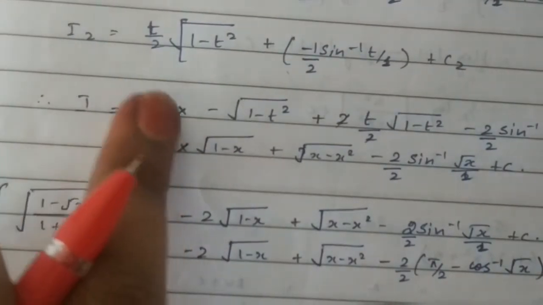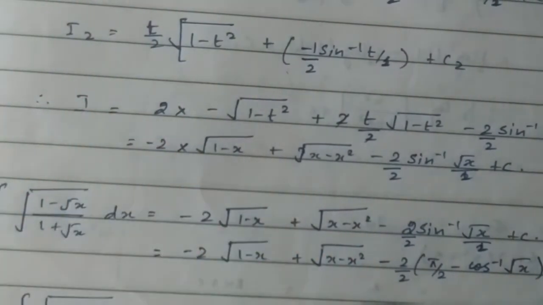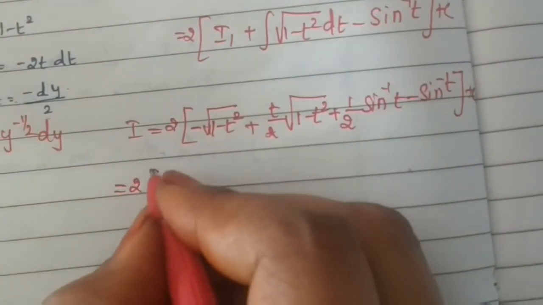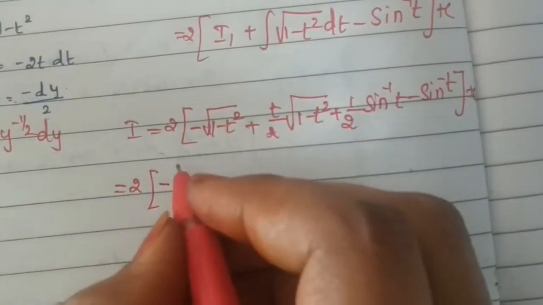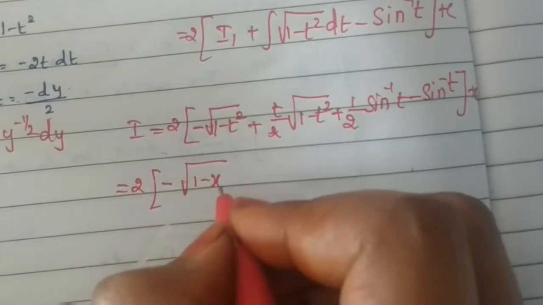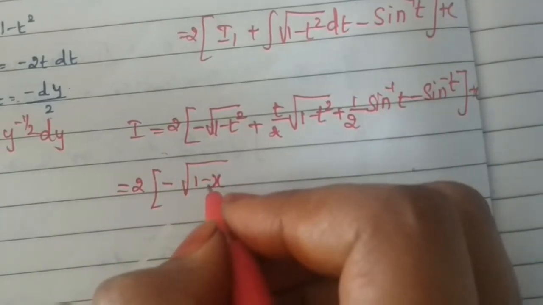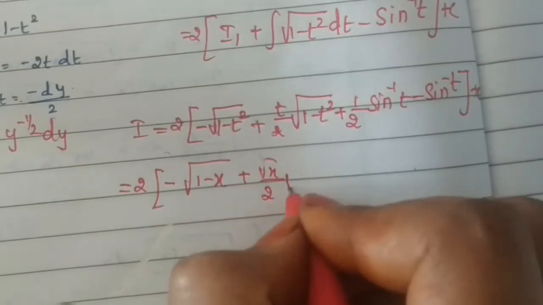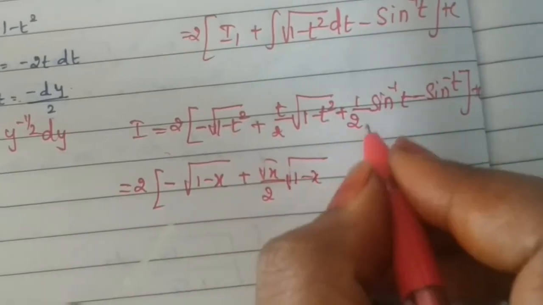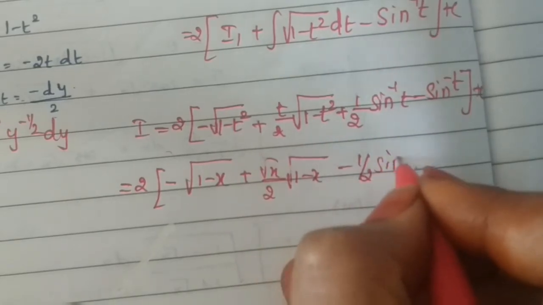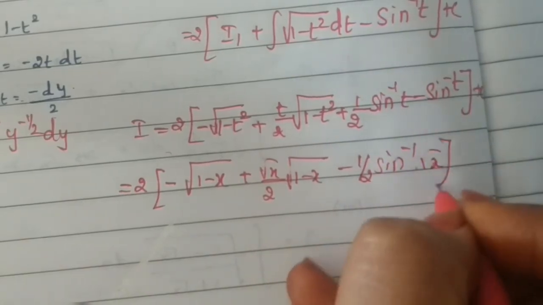This is the next term. After that, when you substitute, 2 times minus root of 1 minus t squared. We assumed t squared to be x, so t is root x. Therefore, plus root x divided by 2 into root of 1 minus x. This becomes minus half into sine inverse of root x plus c.